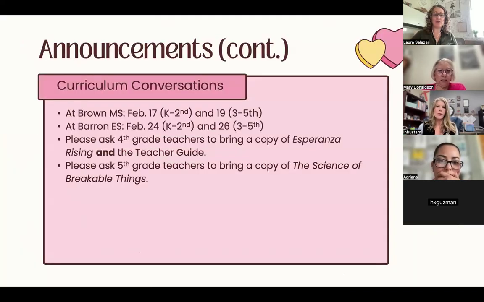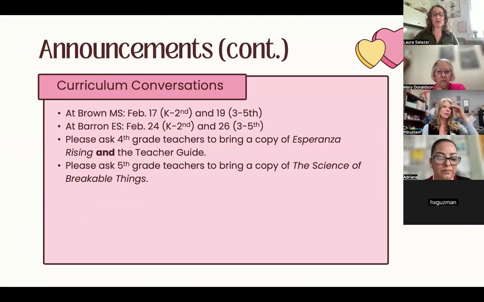All right, just a few announcements. We do have curriculum conversations coming up next week. These are the dates and the places, and you all should have already received that flyer. However, I am asking for fourth grade teachers who attend to please bring a copy of Esperanza Rising and their teacher guide. They're going to need that to go through some of the content that we'll do that day. So if you could pass that along to your teachers.